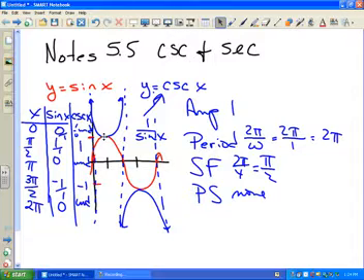But because they both have the same list of numbers for sine and cosine, when you flip them, secant and cosecant have the same list. So the list stays the same for y? Mm-hmm. All right, let's do another one.